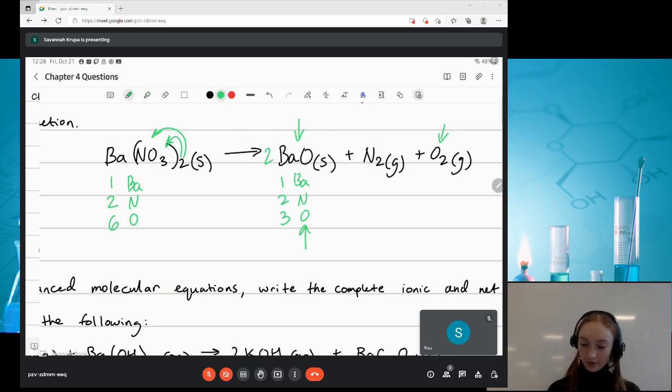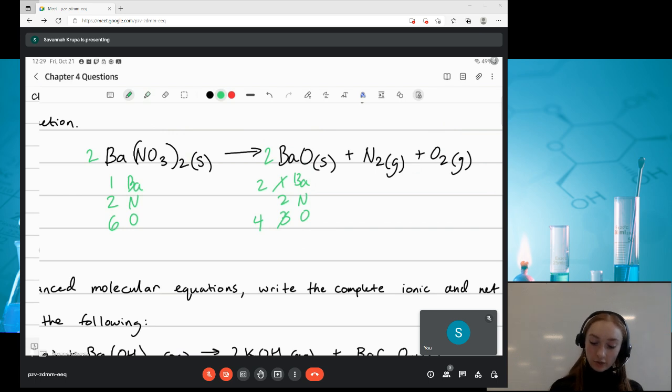And so what that will do is that'll bring us up, let me erase all of that stuff, 2 of the barium oxide. And so that'll give us 2 barium on the right, and then 1 more of the oxygen. So we have 2 oxygen right here, and then 2 oxygen right there. So we'll have 4 now. Okay, so now that we have 2 barium on the right and only 1 on the left, we'll need to put a 2 in front of the barium nitrate.